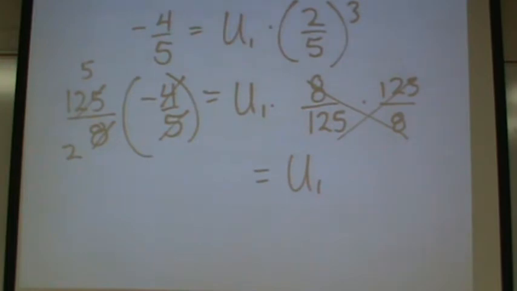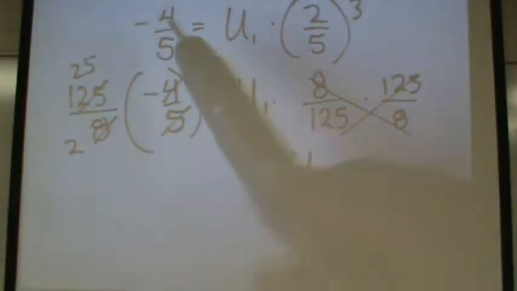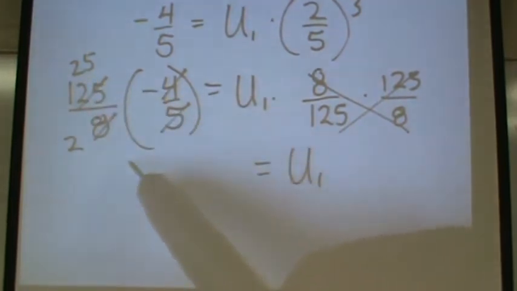And so we have 125 divided by 5. This should be 25. My bad. So we have negative 25. If you multiply across, you have negative 25 over 2.